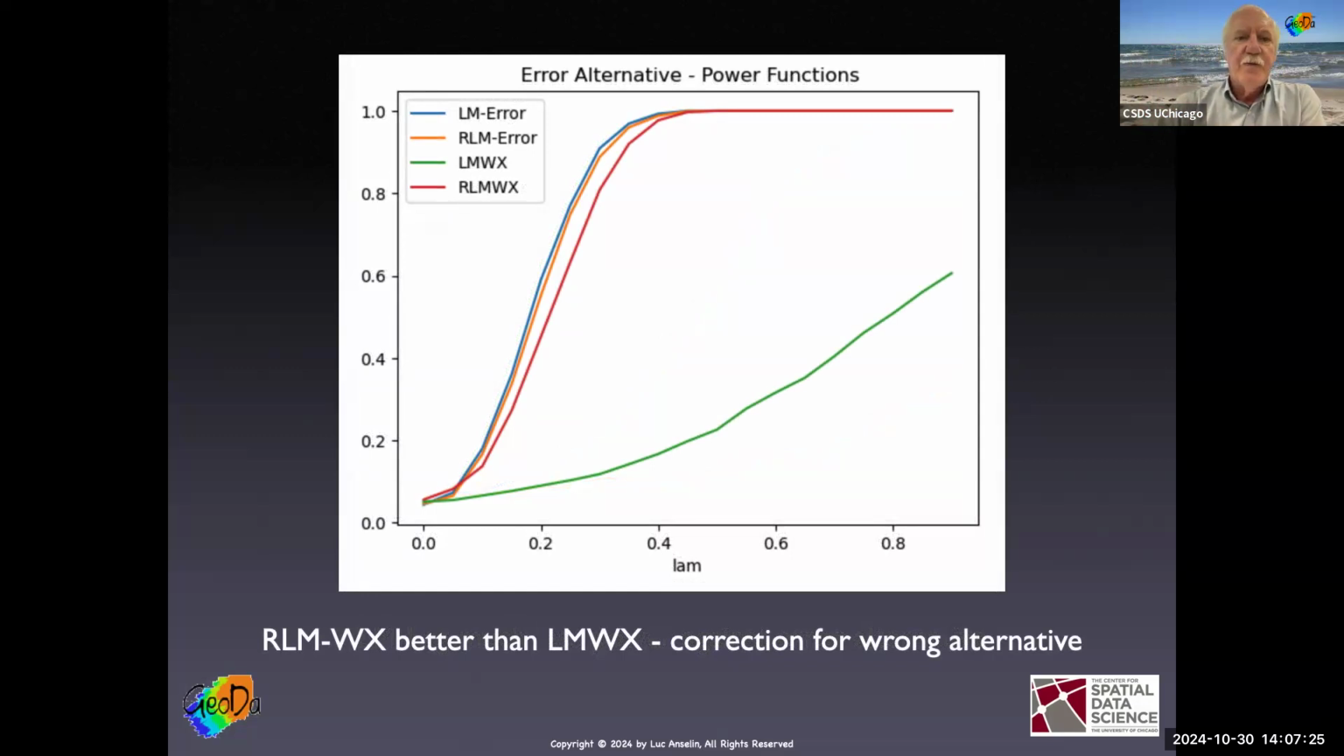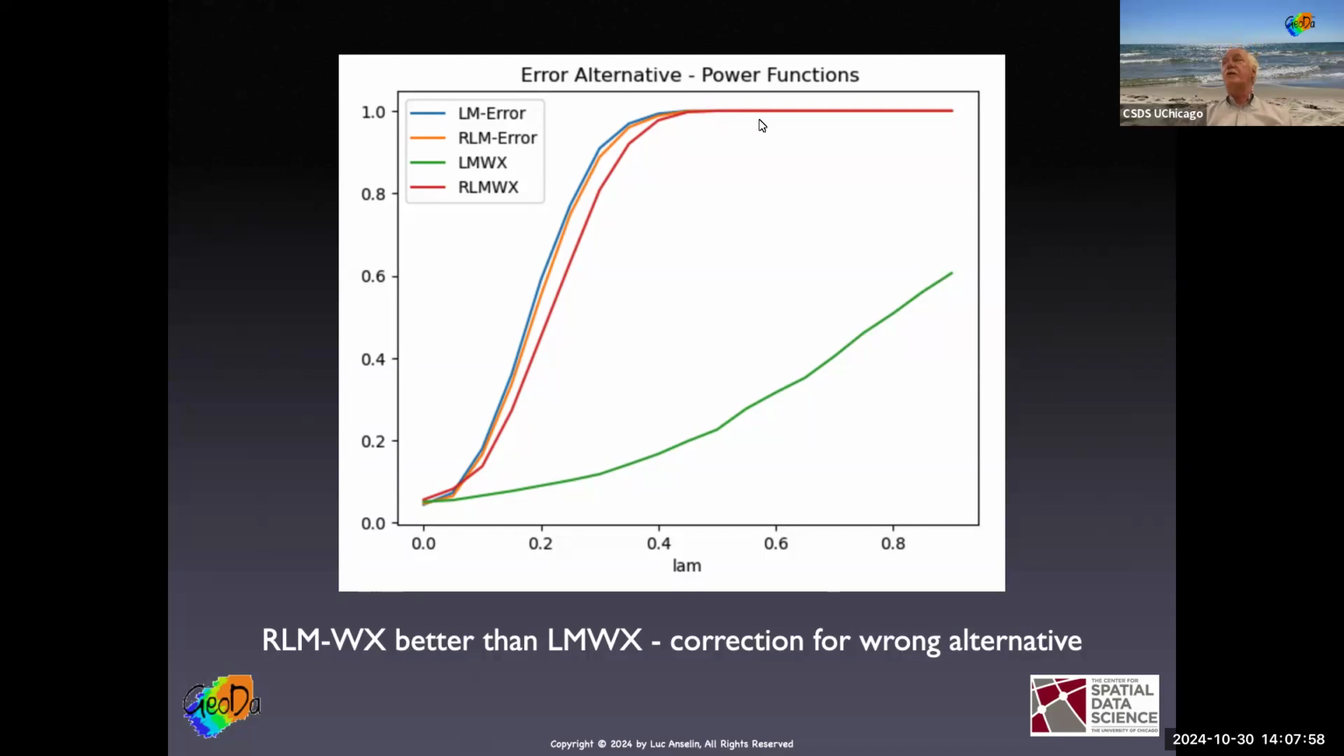The LMWX. Now, step back a second. The WX test tests for an SLX alternative. There is no SLX alternative, right? It's an error alternative. So this is what you would expect. It doesn't have a lot of power against the error alternative. It shouldn't. This is not what you would expect.